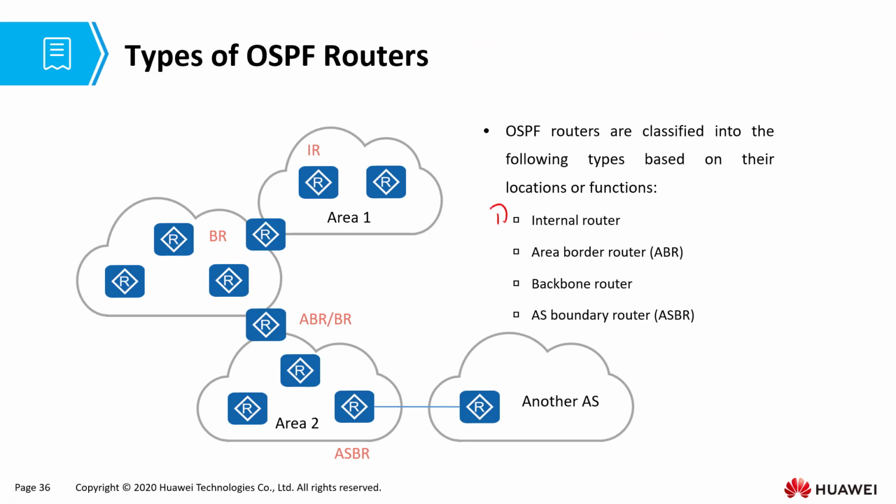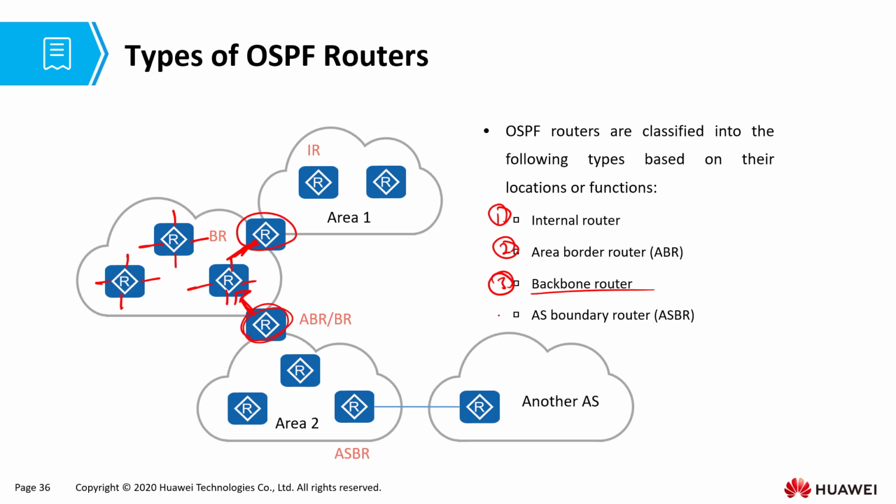A backbone router, which is number 3, a backbone router is an OSPF router that has at least one interface in the backbone area. So these ones are backbone routers. These are backbone routers because they have at least one interface in area 0. This is a backbone router because it has at least an interface in that area 0. This is a backbone router because it has at least an interface in area 0.